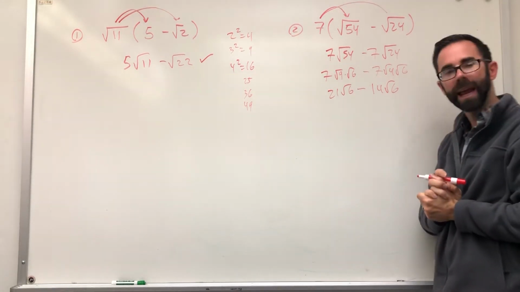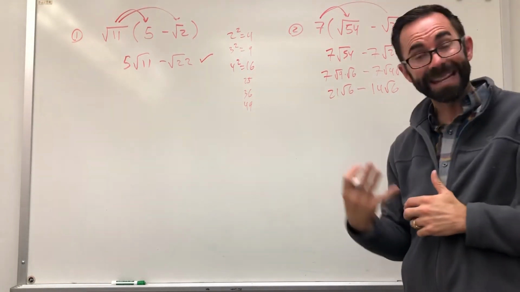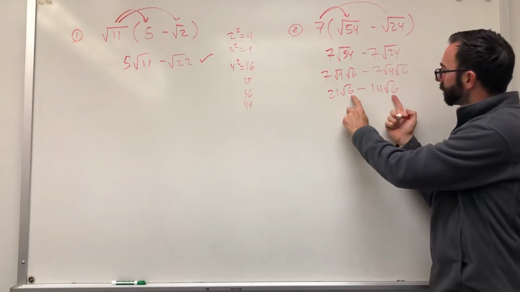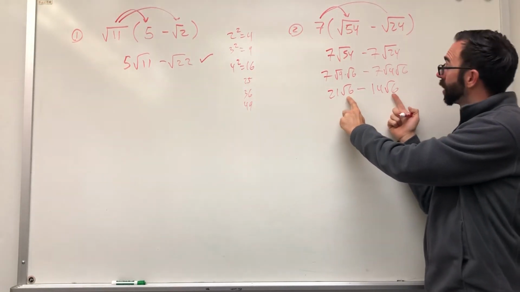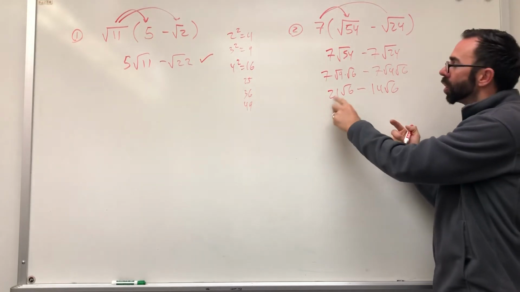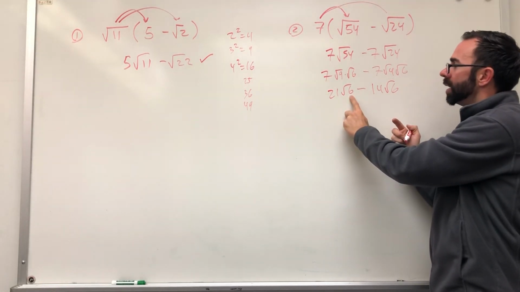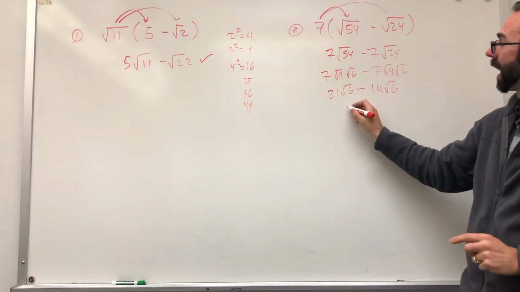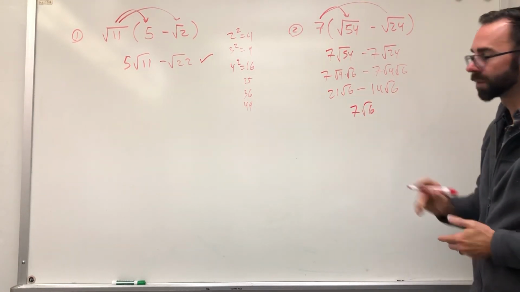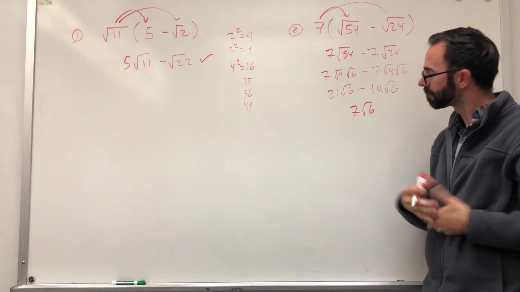All right? And one of our rules now in adding and subtracting radicals is the radical must be exactly the same in order to combine these. And so it is, right? So 21 times square root of 6 minus 14 times square root of 6, that is just going to be 7 times the square root of 6. And that's it.